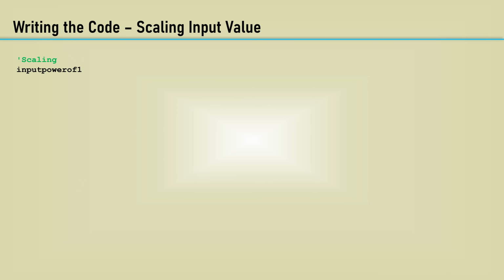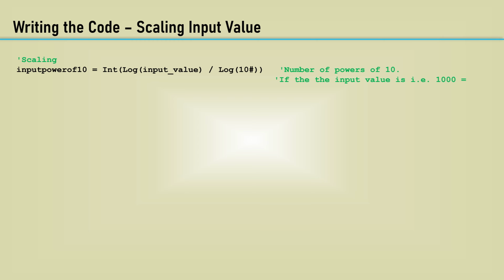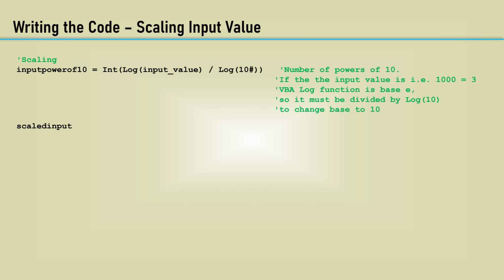Now it's time to scale the input value. As I pointed out earlier, the variable input power of 10 is the integer of the log of the input value over the log of 10. Scaled input is the input value over 10 to the power of the input power of 10.